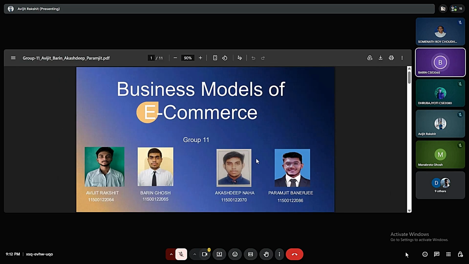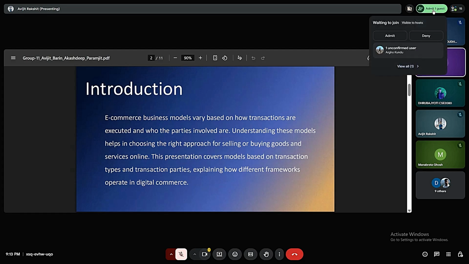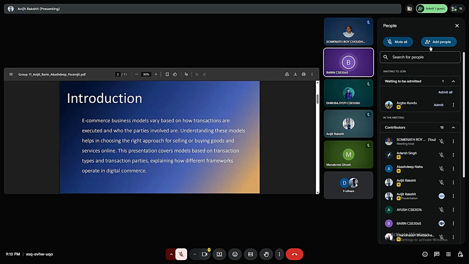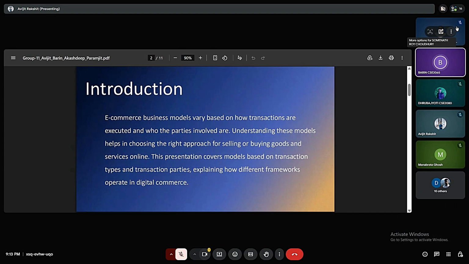Now, introduction on e-commerce. E-commerce business models vary based on how transactions are executed and who the parties involved are. Understanding these models helps in choosing the right approach for selling or buying goods and services online. The presentation will cover models based on transaction types and transaction parties, and explain how different frameworks operate in digital commerce.